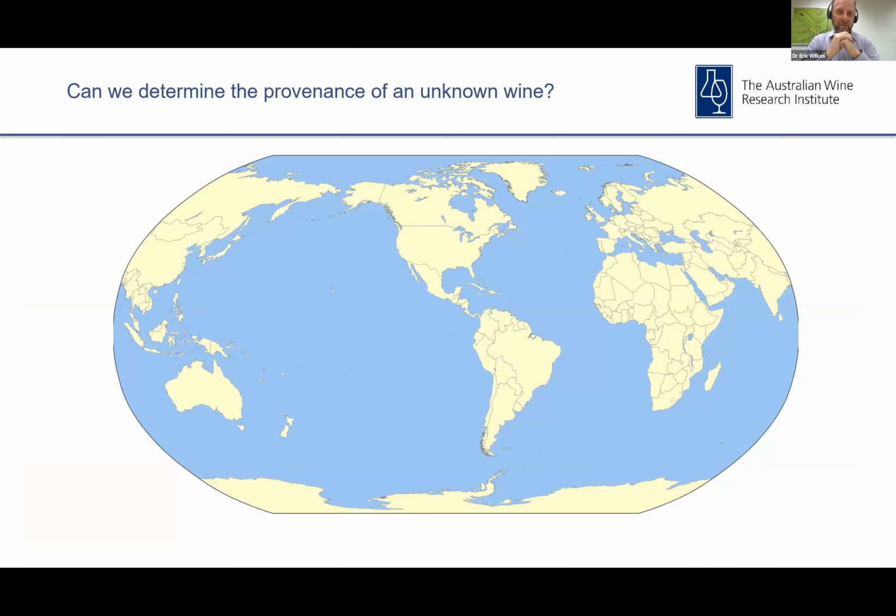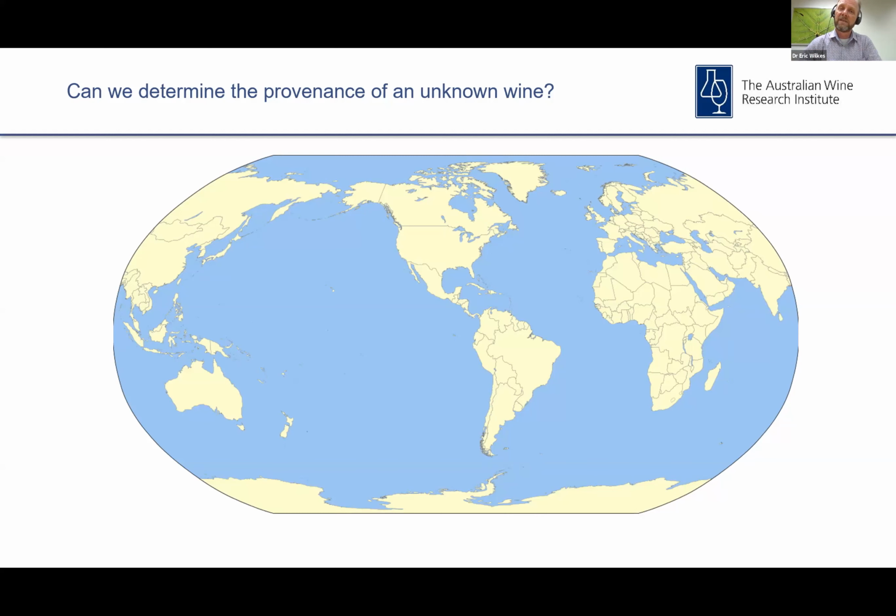But the much more difficult thing is if we have a bottle of wine which isn't actually trying to counterfeit something, but is just claiming to be something else, can we identify its origin of an unknown wine? So someone just creates a label and decides to call it an Australian wine. Can we demonstrate that is or isn't the case?